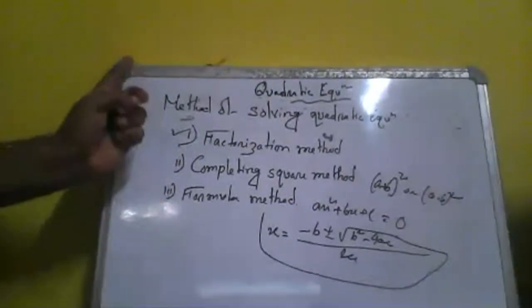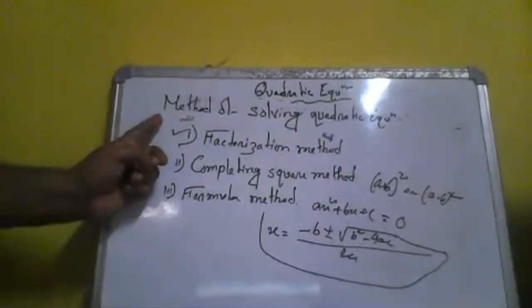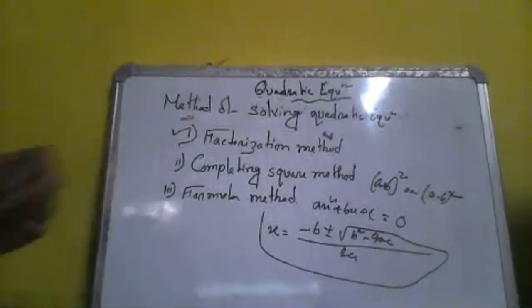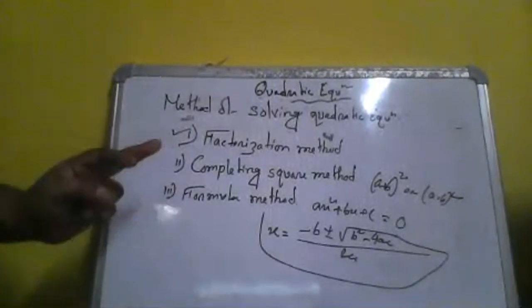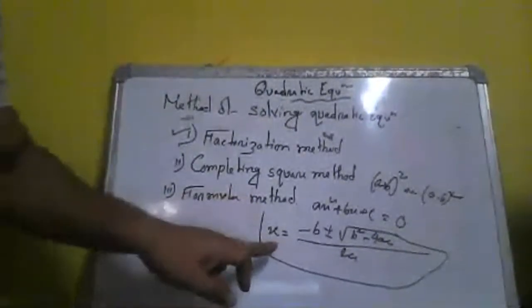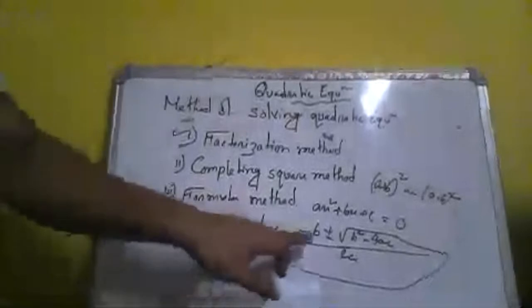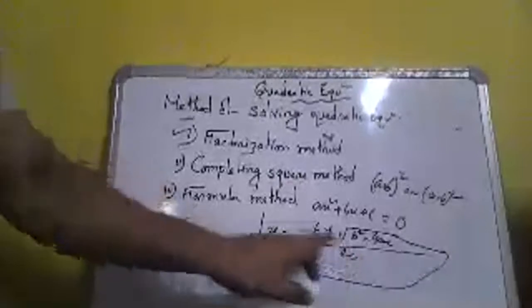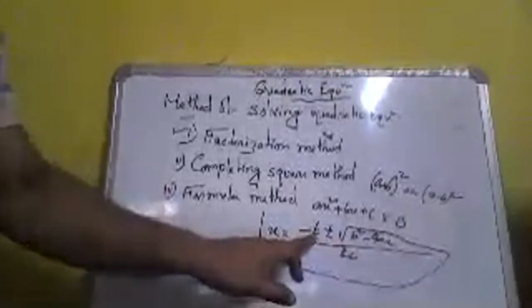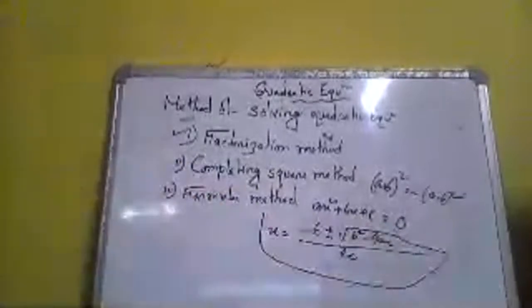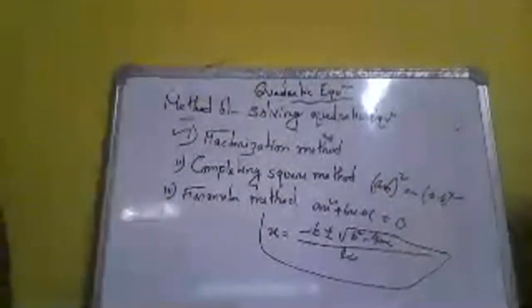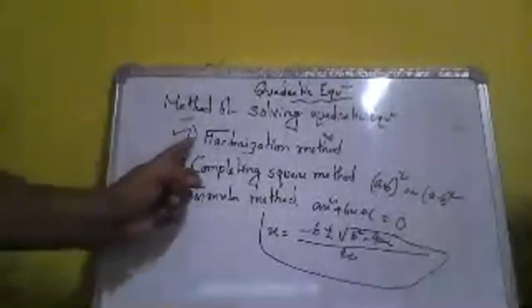That is the method. There are 3 methods to solve a quadratic equation: factorization method, completing square method, and formula method. The formula is what? x equal to minus b plus minus root of b square minus 4ac divided by twice a. Now, a is the coefficient of x square, b is the coefficient of x, and c is the constant term. Now, we will do the methods one by one. Today we will discuss only the factorization method.